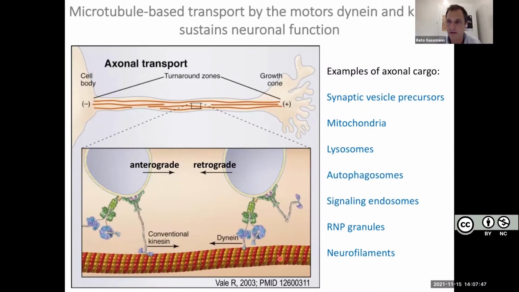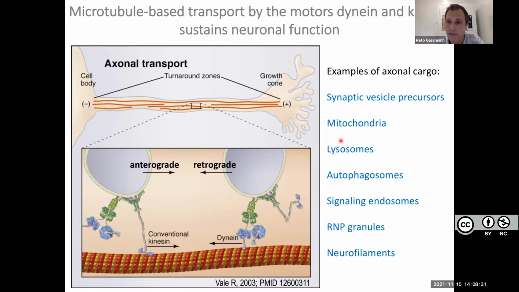Okay, so today's topic is microtubule-based transport, which is of course important for intracellular organization and cell function. And it's particularly critical in highly polarized cells, such as neurons, in which material has to be moved over vast distances. Here we have an illustration of axonal transport, which occurs along microtubules which are uniformly polarized, such that the plus ends face the growth cone or the synapse, and the minus ends face the cell body.